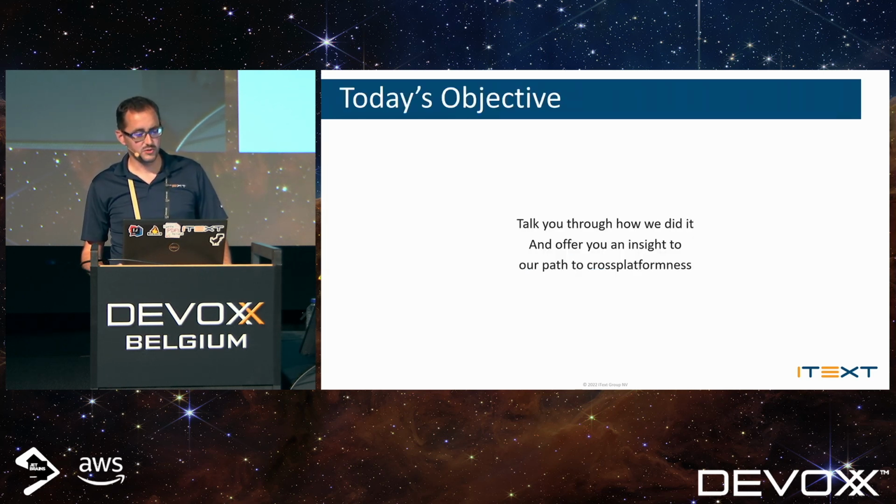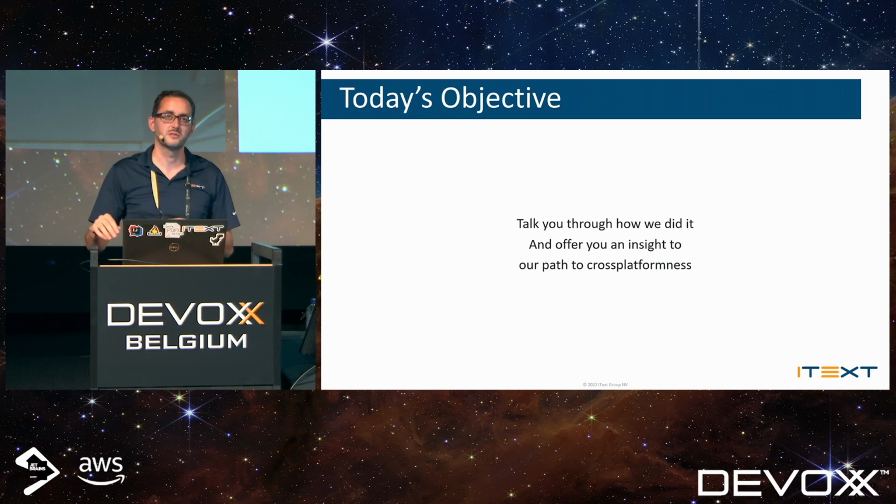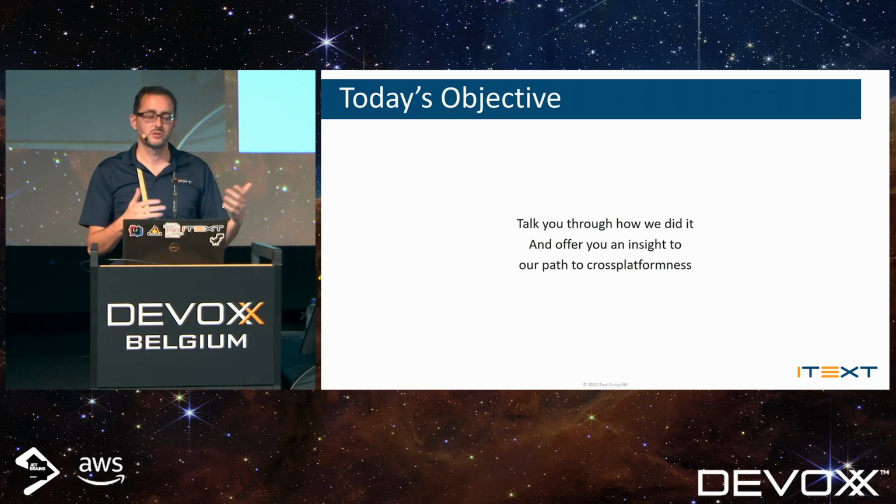So with the introduction out of the way, let's start with the objective of today. We'll talk you through how we brought iText, which is a relatively old code base, to Android. It wasn't without any hiccups. It wasn't without any efforts that we had to do. So I just wanted to highlight a few of those efforts, not all of them, but just show you what we did and what went wrong and what went right.